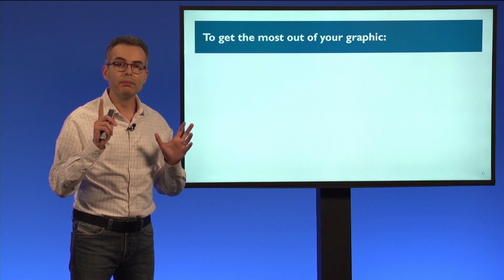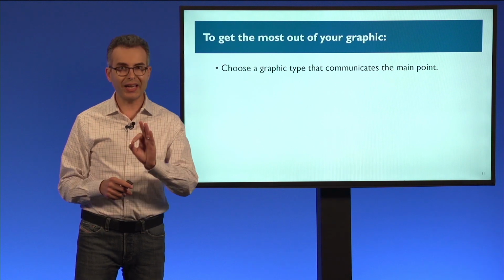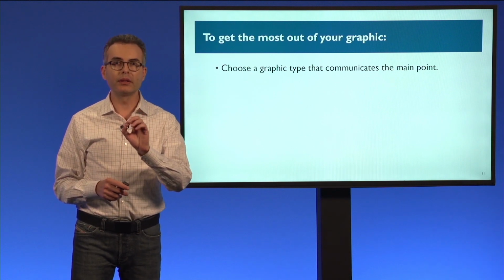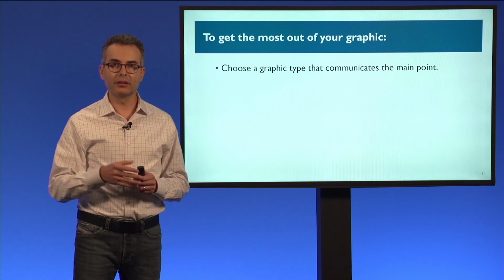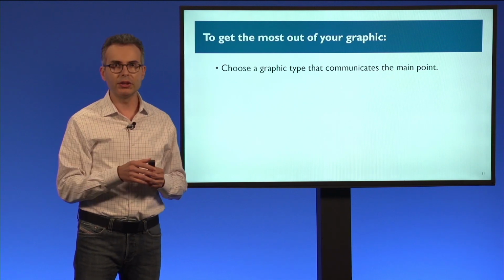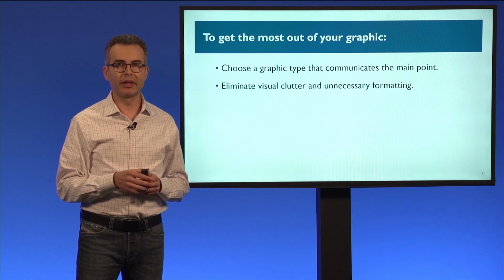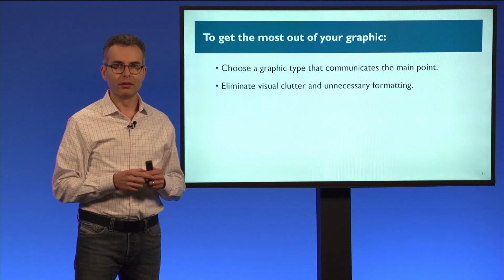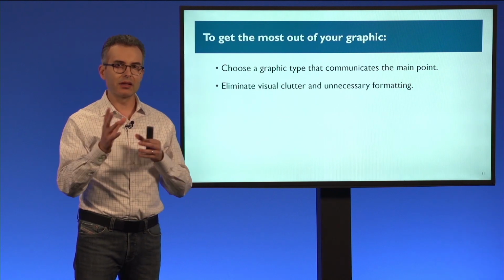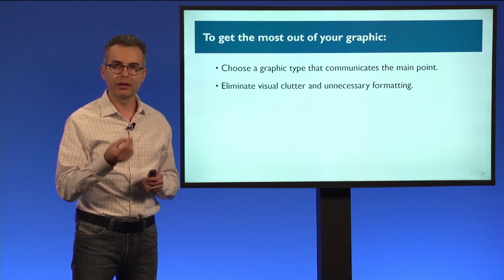So, to get the most out of your graphic, here's what I suggest. First, choose a graphic type that communicates your main point most effectively. Should it be a bar chart? Should it be a line graph? Should it be a table or a screenshot? Eliminate visual clutter and unnecessary formatting. As you saw in the example on the previous screen, I removed lines and other visual elements that did not contribute to the reader's understanding of the graphic's main point.